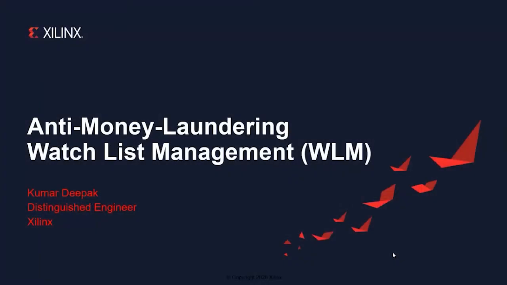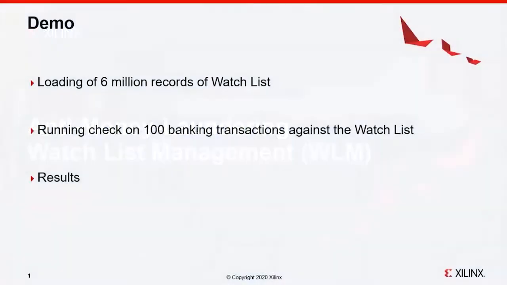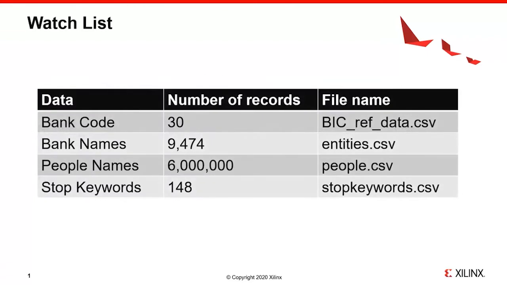Today I am going to demonstrate anti-money laundering watchlist management application run on Amazon AWS F1 instance. I will show loading of 6 million records of watchlist into FPGA memory, followed by running check on 100 banking transactions against this watchlist, and then I will present the results. The watchlist consists of 30 bank codes, around 9,500 names of the banks, 6 million names of the people, and 148 stop keywords. Let's get to running the demo.